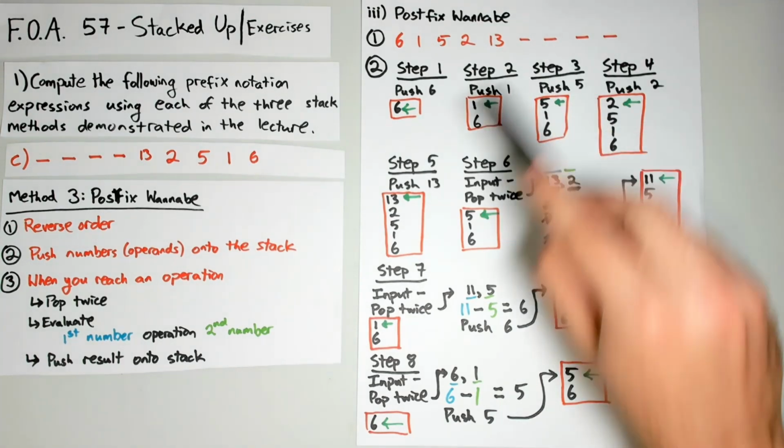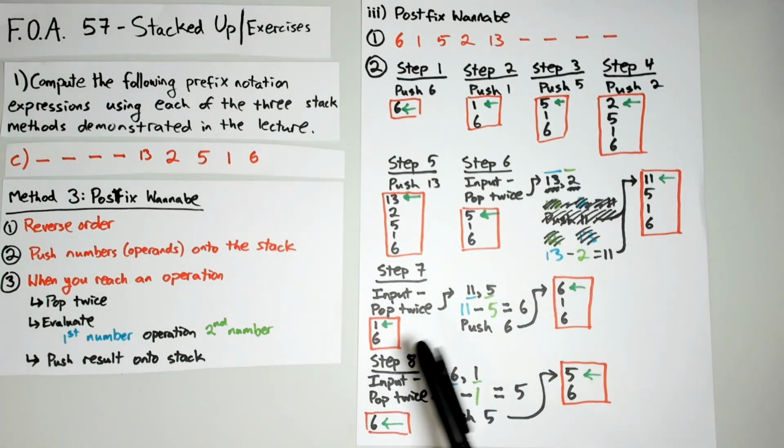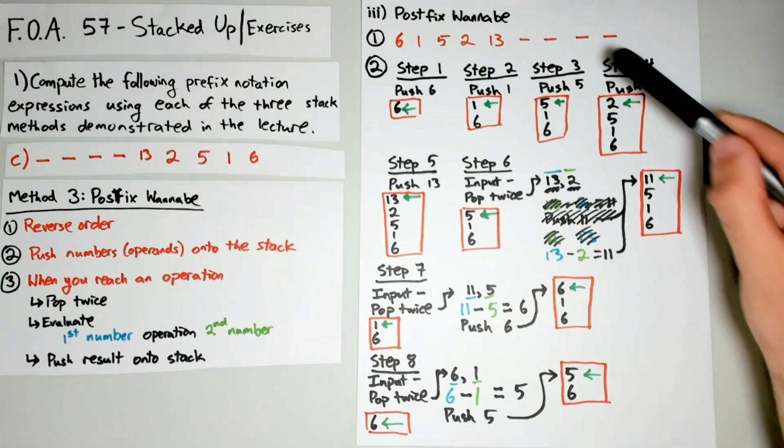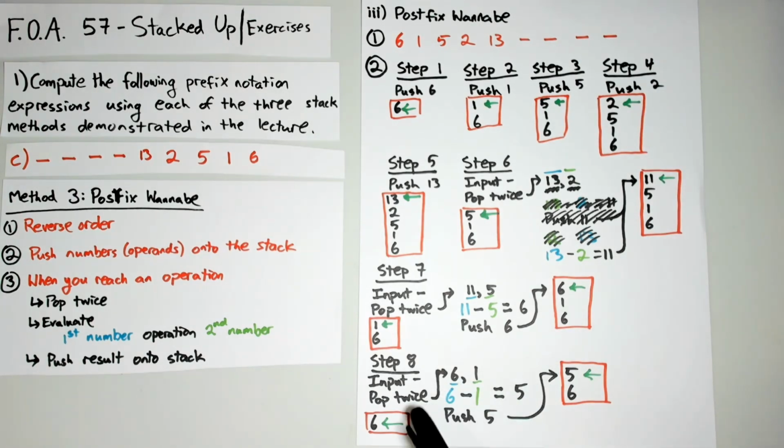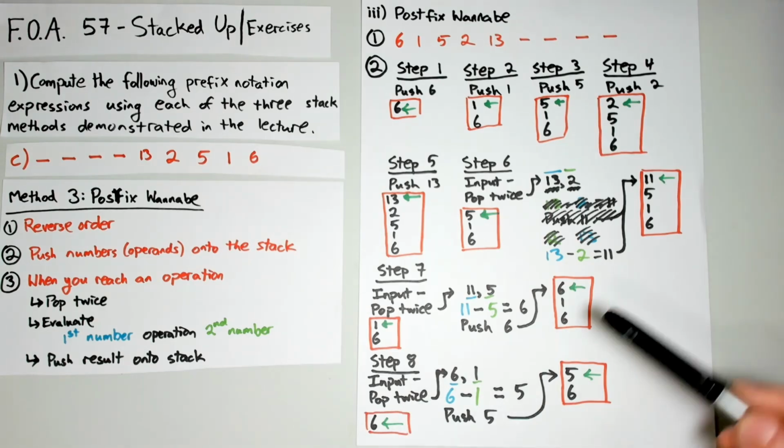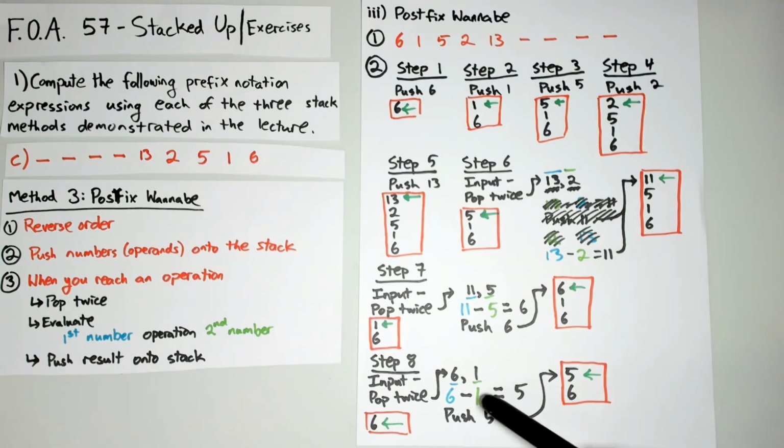We input our second minus sign, which tells us to pop twice, giving us the 11 and the 5. And then evaluating in that order with subtraction, we get a 6, which we push back onto the stack. We've got our third minus now, so we input that, which we pop twice to get a 6 and the 1. Doing 6 minus 1 gives us 5, which we push onto the stack.